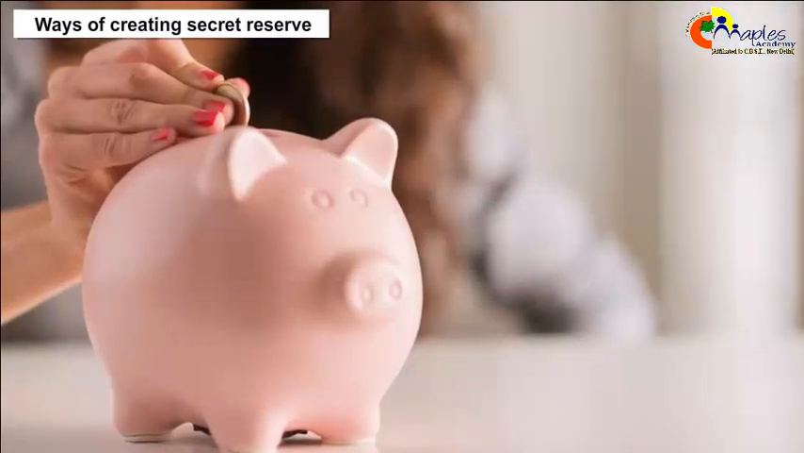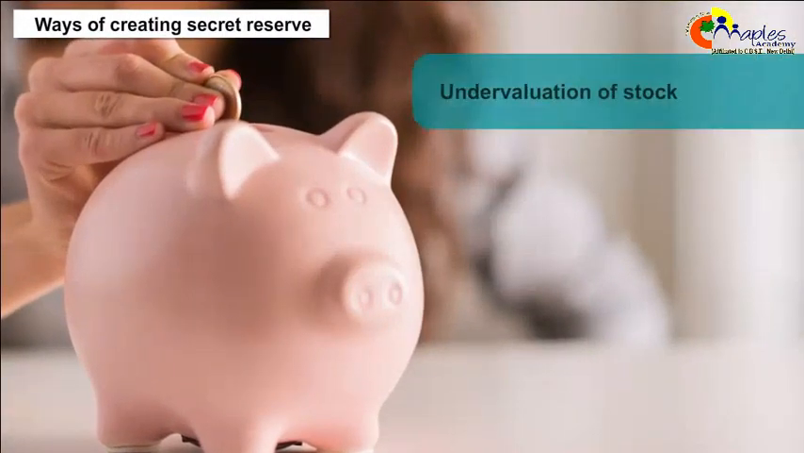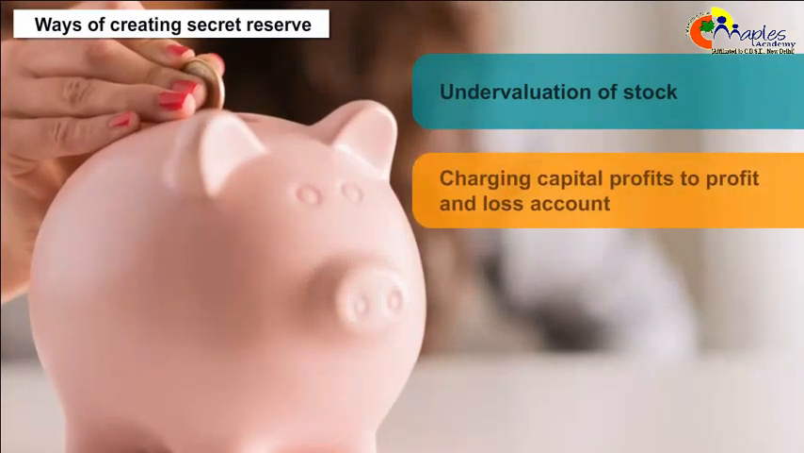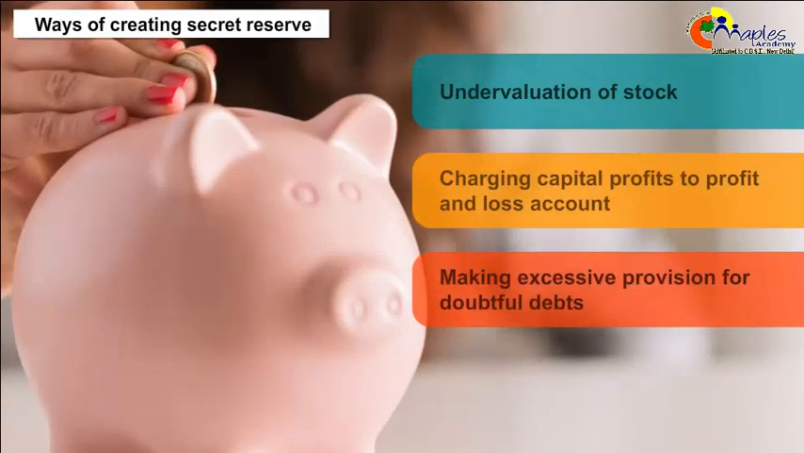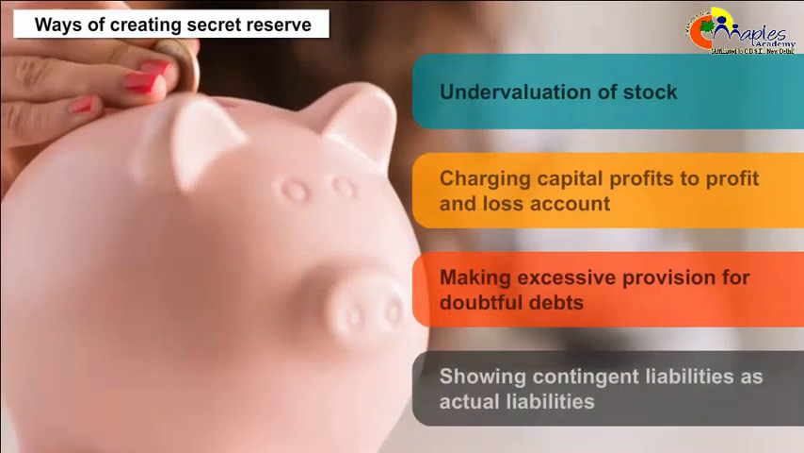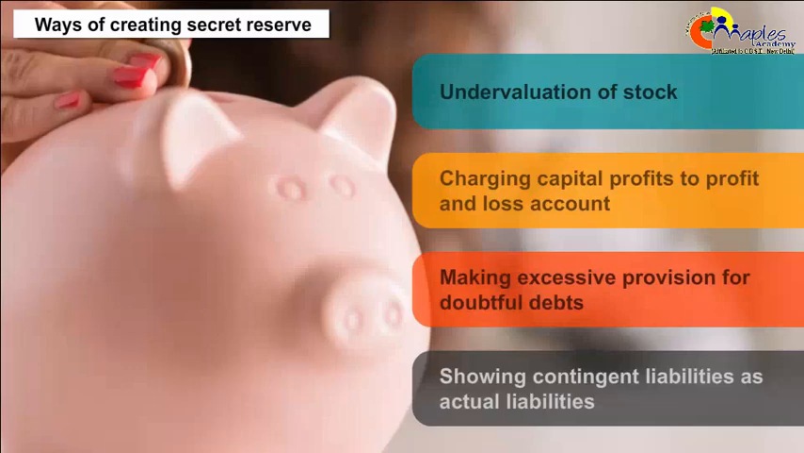Ways of creating a secret reserve: undervaluation of stock, charging capital profits to profit and loss account, making excessive provision for doubtful debts, and showing contingent liabilities as actual liabilities.